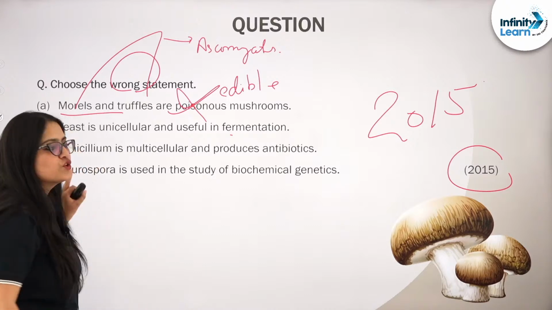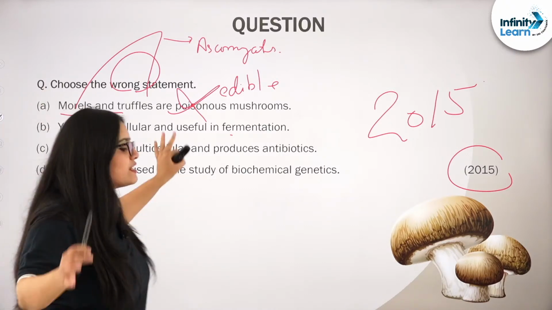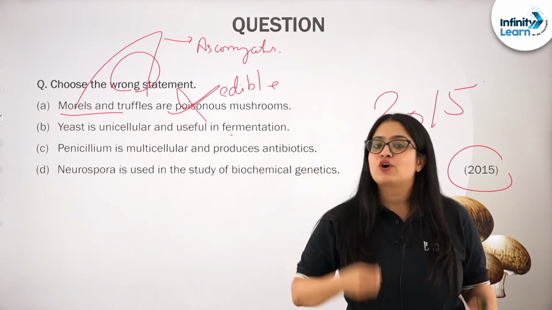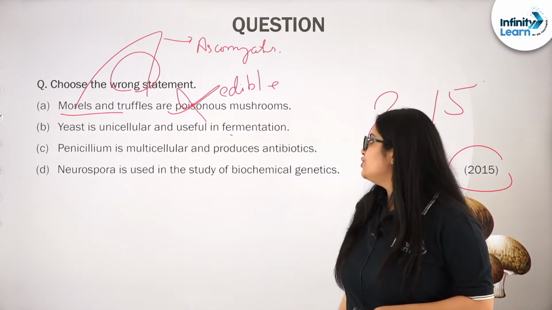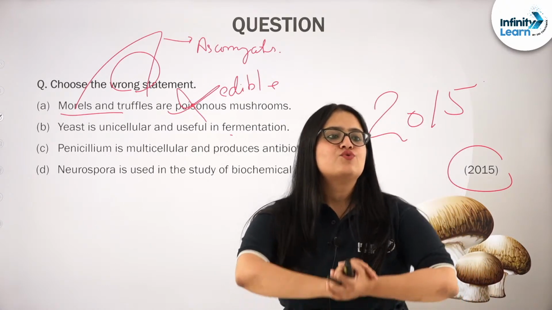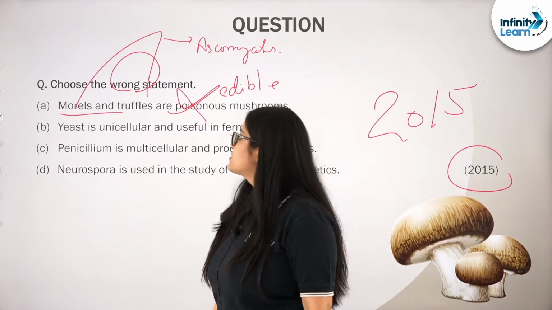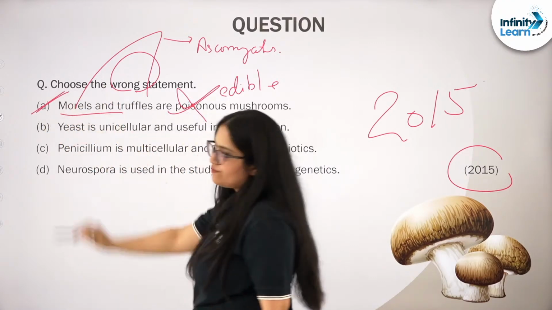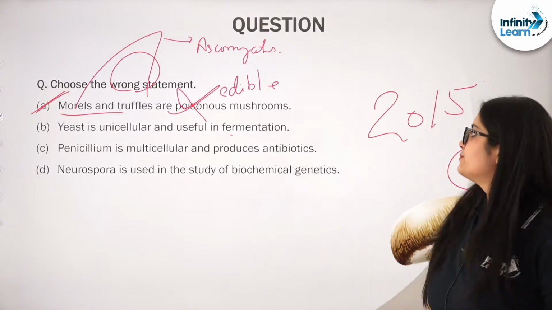Neurospora, again, Neurospora is also a member of Ascomycetes and it is in fact considered as what? Drosophila of the plant kingdom, because several experiments related to genetics are done on Neurospora, right? I hope this much is clear to all of you. Is there anyone who is still not clear with this question? Please let me know. The wrong one is this one only. Right, my kids? Good. Get ready for the next question.